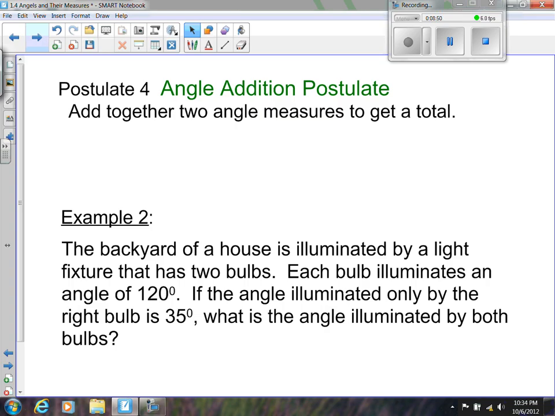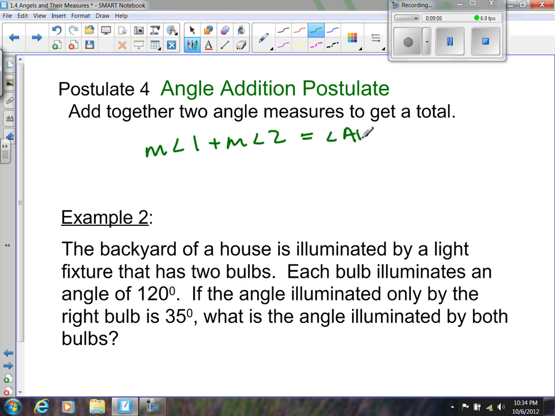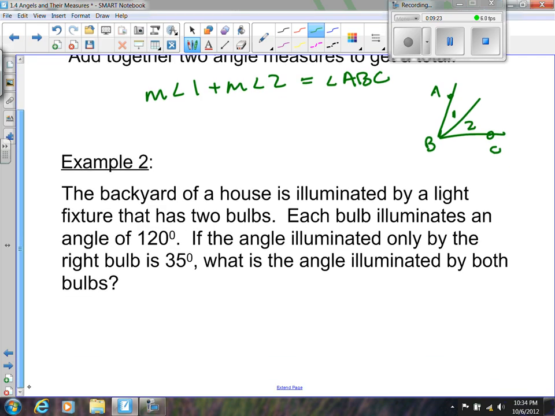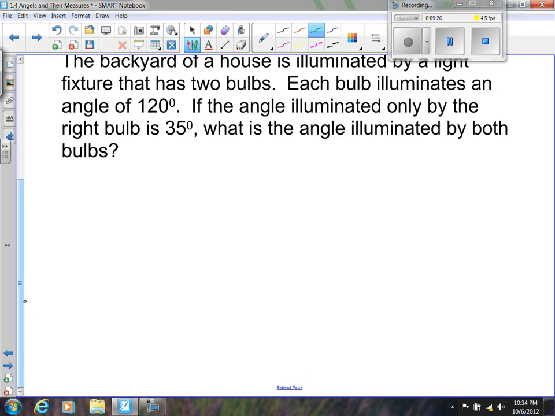Angle addition postulate: you can add 2 angle measures together. So basically, the measure of angle 1 plus the measure of angle 2 is going to equal the total angle. I'm going to draw this picture for you in a second, but let's call this angle ABC. This is angle 1 and angle 2. So I can add angle 1 and angle 2 to get the total angle. And we can use that to answer a question like this.